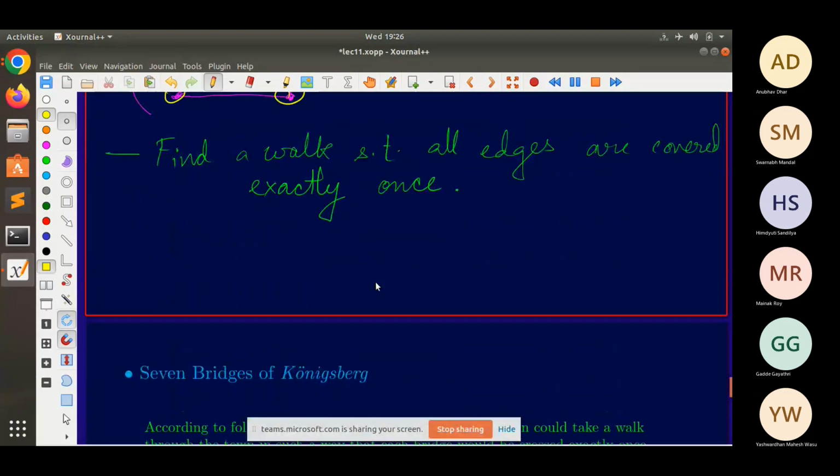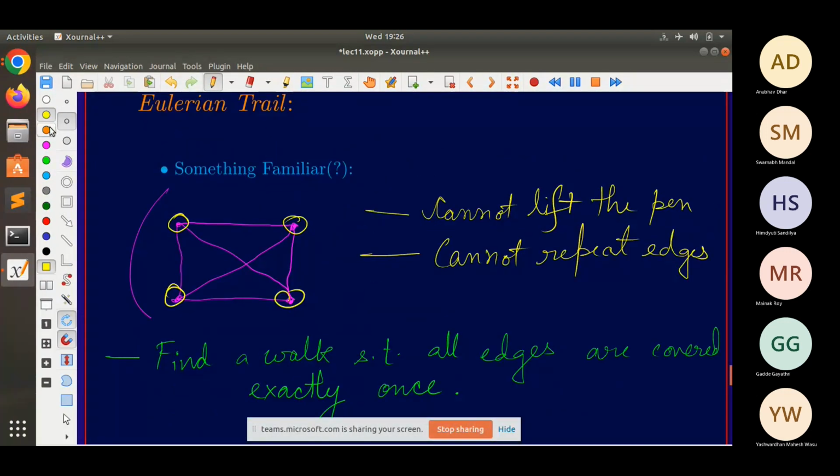Now, if you check this diagram, you have degree equal to 3 over here, degree equal to 3 over here, degree equal to 3 over here, degree equal to 3 over here. So you can never complete this diagram by just using these rules. Does that make sense?